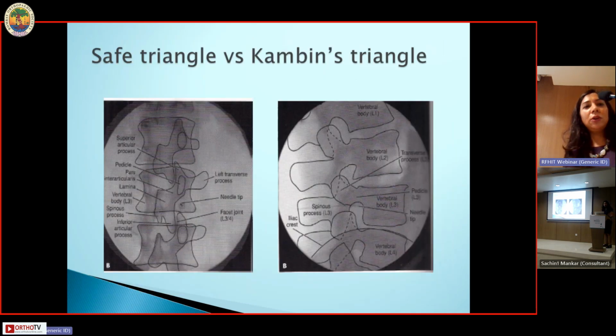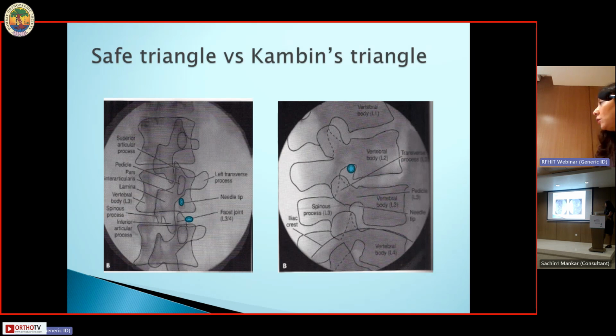There are two approaches mainly to the transforaminal space. One is the safe triangle approach, which is followed routinely, but however, it isn't safe anymore. The safe triangle is said when you are subpedicular, right below the chin or the neck of the Scotty Dog. And the Camden's approach is when you are just next to this, in the inferior part of the foramen, next to the superior articular process of the inferior vertebra. In lateral imaging, this is the safe approach, and that is the Camden's approach.